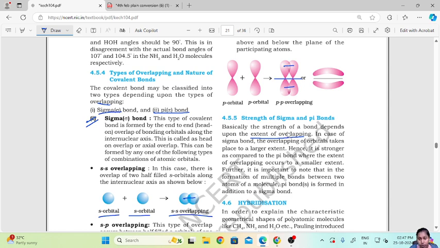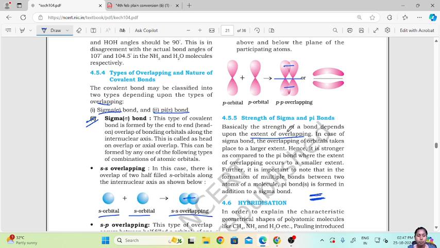Further, it is important to note that in the formation of multiple bonds between two atoms of a molecule, a pi bond is formed in addition to a sigma bond. So when there is a multiple bond formation, a pi bond is additionally formed along with a sigma bond. There will be a sigma bond and the second bond will be a pi bond. And if we want to break the bonds, the pi bond will break first.